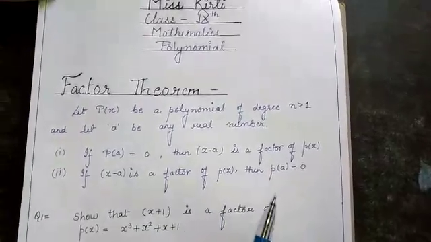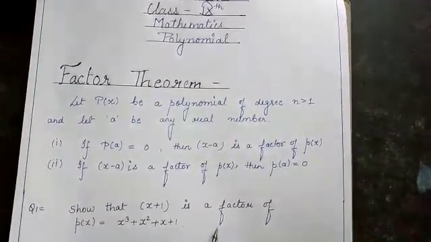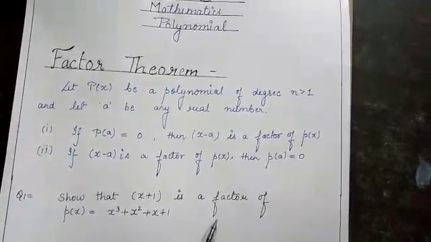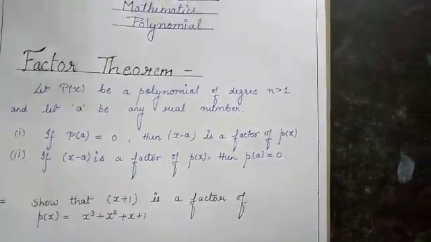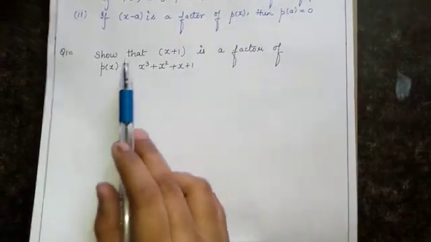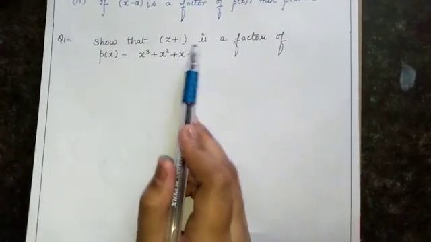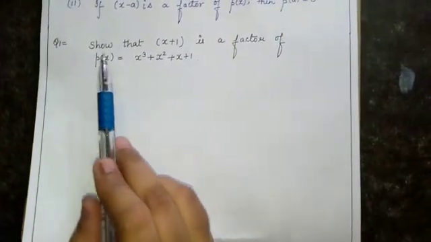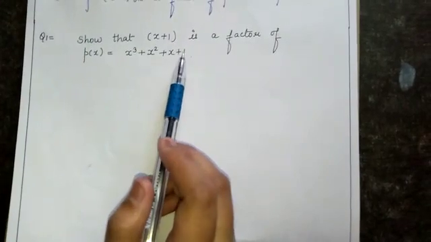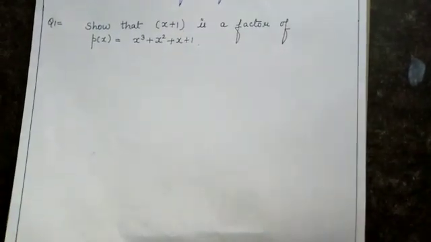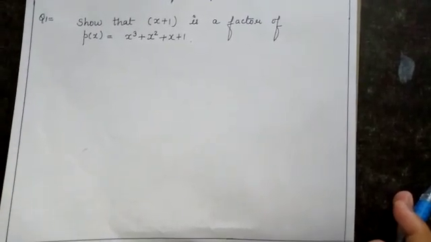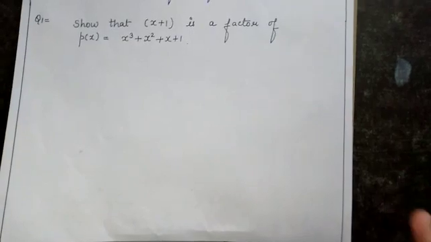So this is the factor theorem, and now applying this factor theorem to the question. So let's start the question. The question is, show that x plus 1 is a factor of p(x) equals x cube plus x square plus x plus 1. Now applying the factor theorem, we show that x plus 1 is a factor of this polynomial.